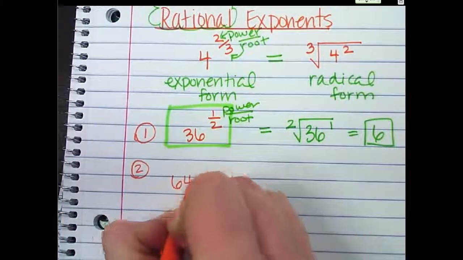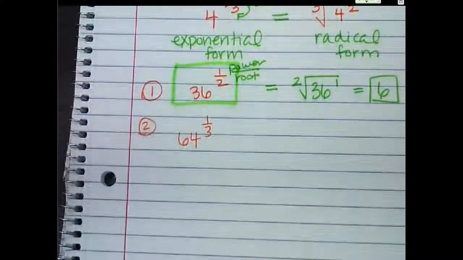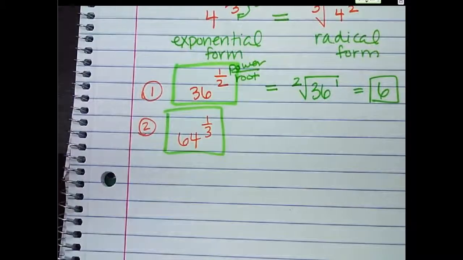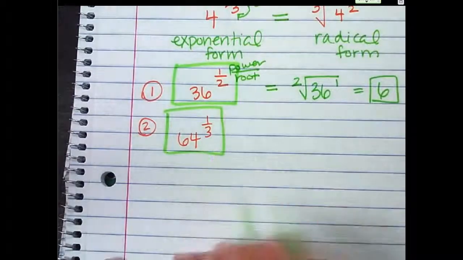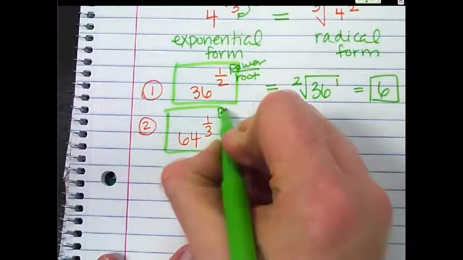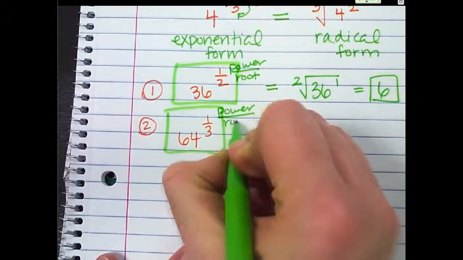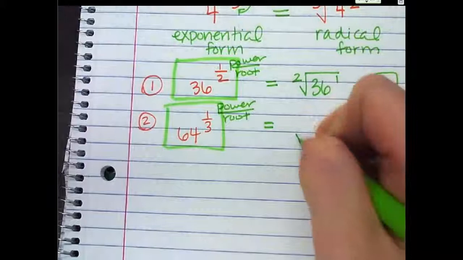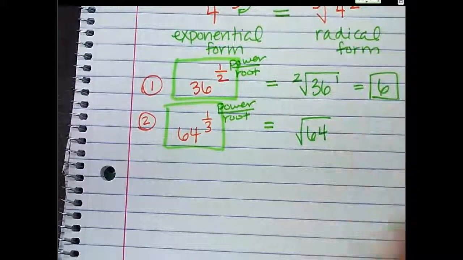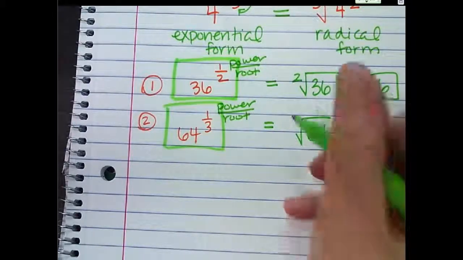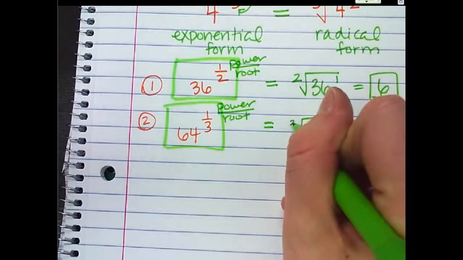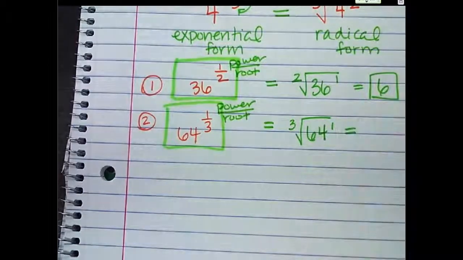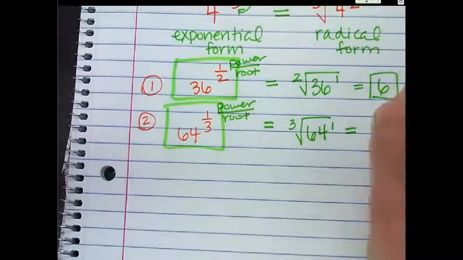Number 2, 64 to the 1/3. So remember, power over root. I promise I won't mark this every time. Power over root. So here's my root with 64. What goes here on the outside? 3, and then a 1 on the inside. What's the cube root of 64? 4.